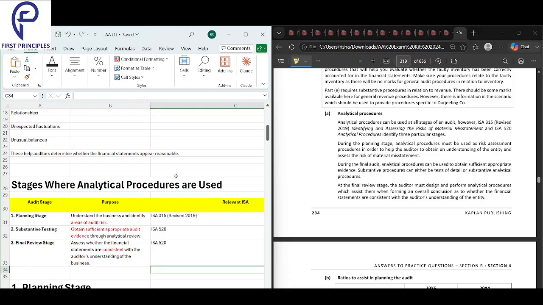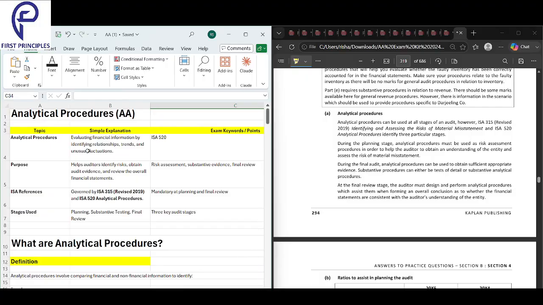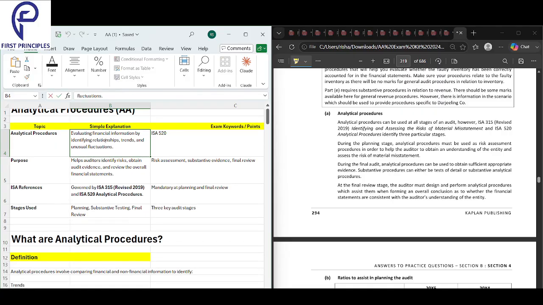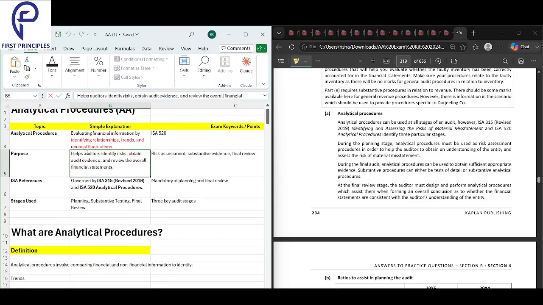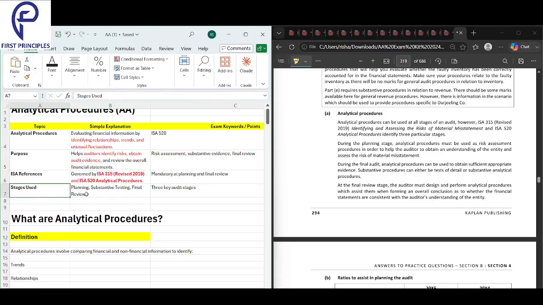What is helpful? Analytical procedures. What are analytical procedures? Comparison. Why will you do comparison? To get an understanding of the relationships, trends, and unusual fluctuations. What is the purpose? It helps the auditor to identify the risk and obtain audit evidence. What is the reference over here? ISA 315 and ISA 520. Which stage is it used in? Planning, substantive testing, and final review stage. In all the stages, it is useful.